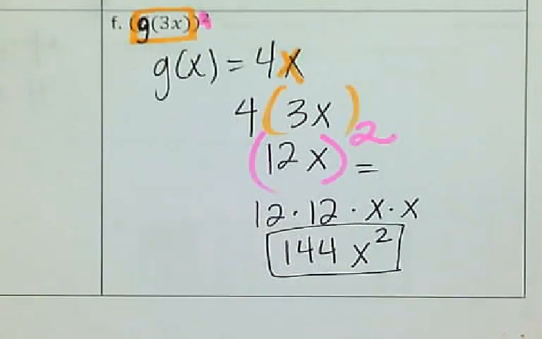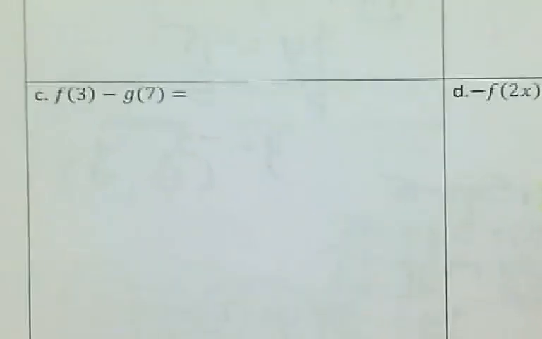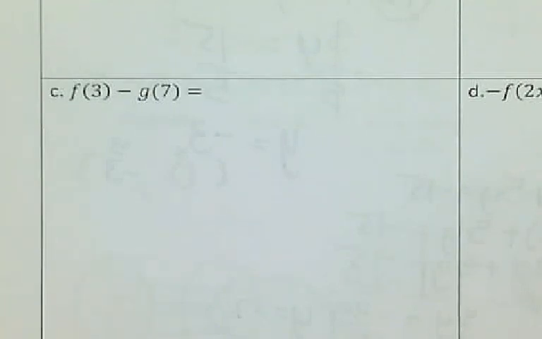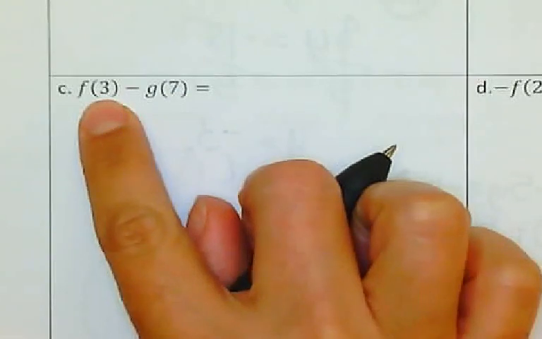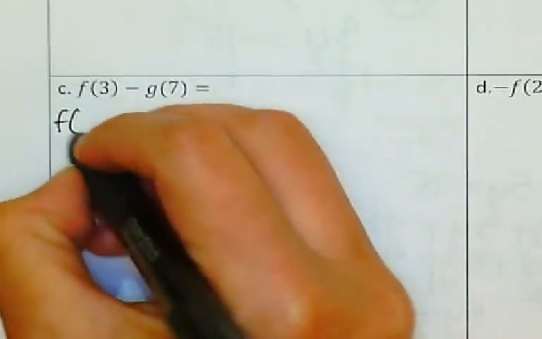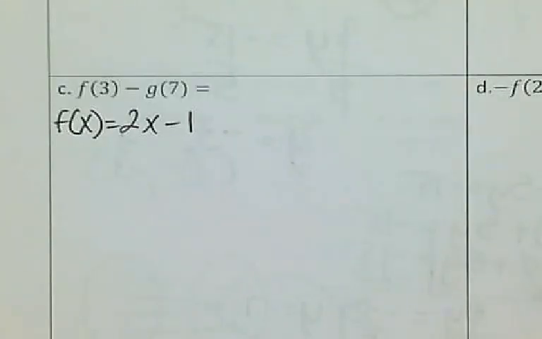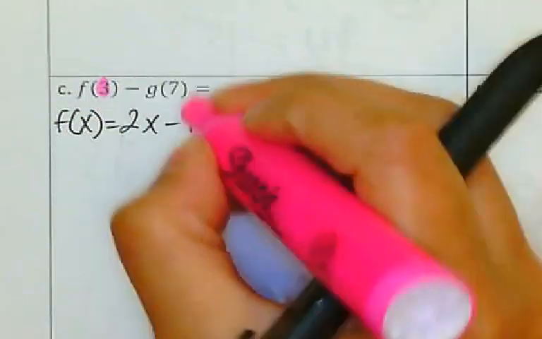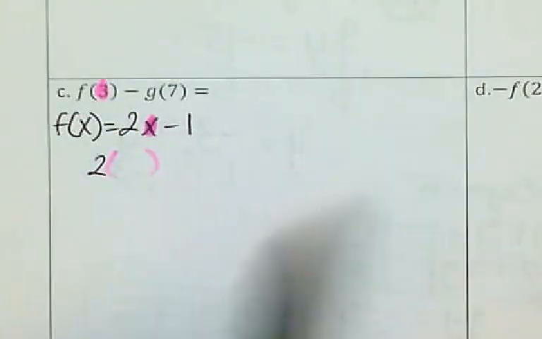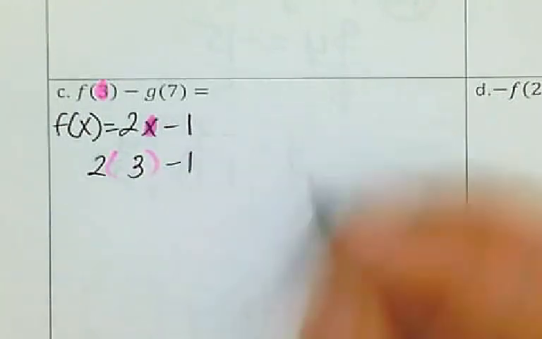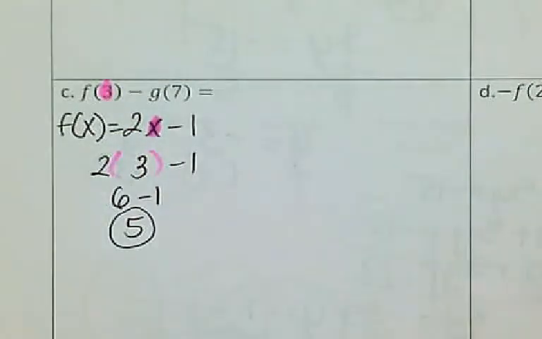I'm going to go back and do letter C. Letter C tells me to evaluate f of 3 minus g of 7. First, let me evaluate f of 3. So I write my original equation. f of x is 2x minus 1. But this time, instead of x, they want 3. So instead of x, I'm going to change it, and then simplify. So that gives, okay.